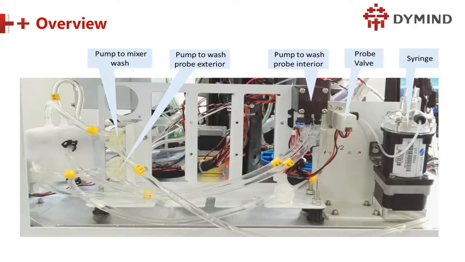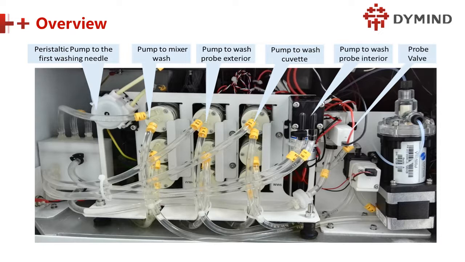Okay. So after we remove some pumps, we also can see this connecting. This is the probe, valve, and pump. Sorry, this is the pump to the wash probe interior, and this is the syringe. This is where all the pumps are installed. And this is the peristaltic pump. For what? For the first washing needle. A pump to mix the wash, a pump to wash the probe external, a pump to wash the cuvette, and a pump to wash the probe internal. So you can see for the internal and external, we are using different pumps.